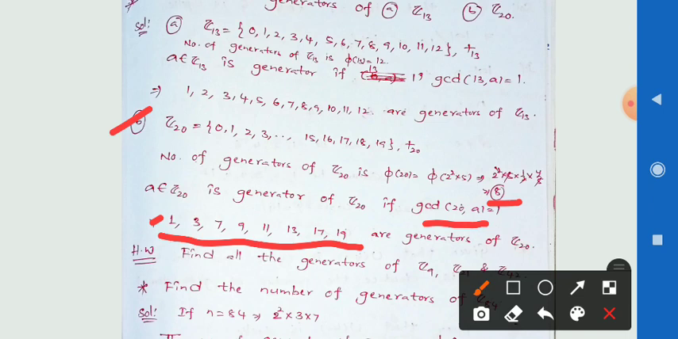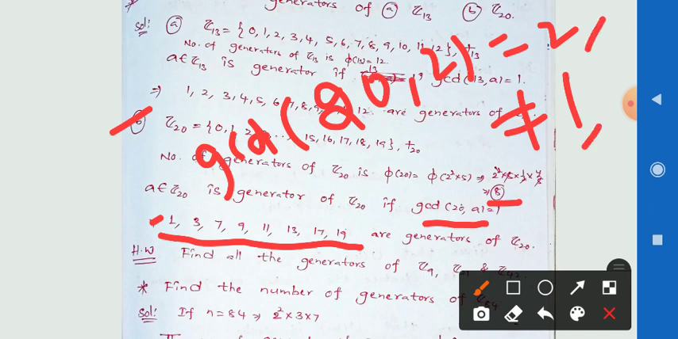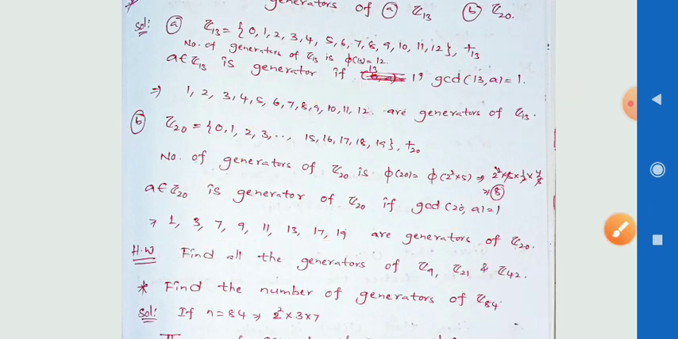If A is equal to 2, the GCD of 20 comma 2 is 2, which is not equal to 1. The GCD must be 1, so 2 is not a generator. By this we can show the number of generators using the Euler function. The number of generators is 8, and they are 1, 3, 7, 9, 11, 13, 17, 19.